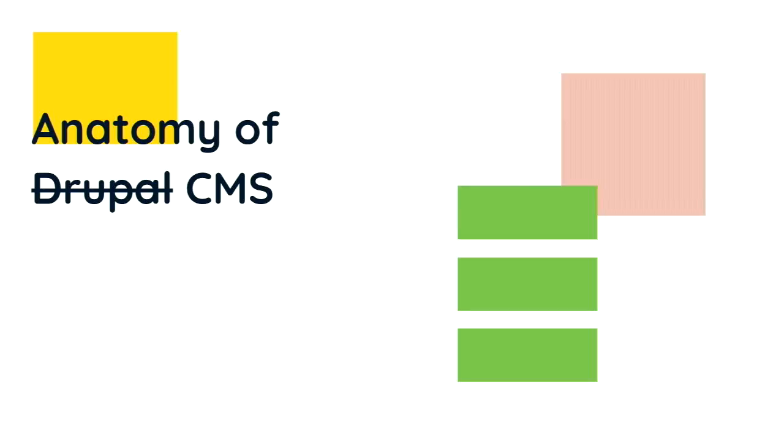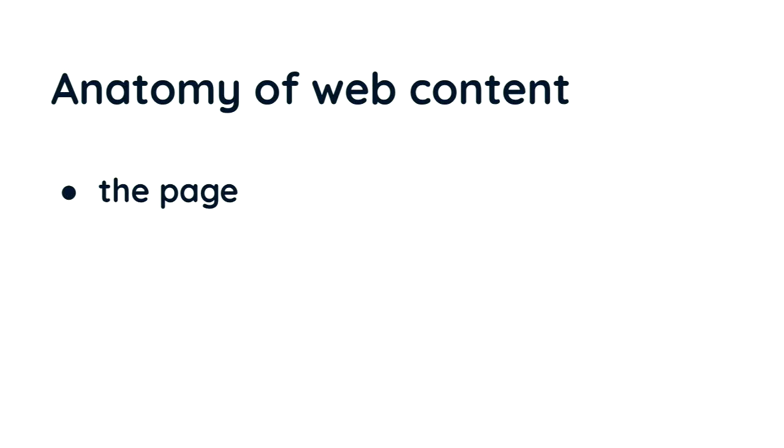So I want to start by just breaking down the anatomy of content, right? Let's just try and deconstruct this, and let's not talk about Drupal for a second. Let's just break some content down. Anatomy of web content. I'm going to break this down to about seven different things.